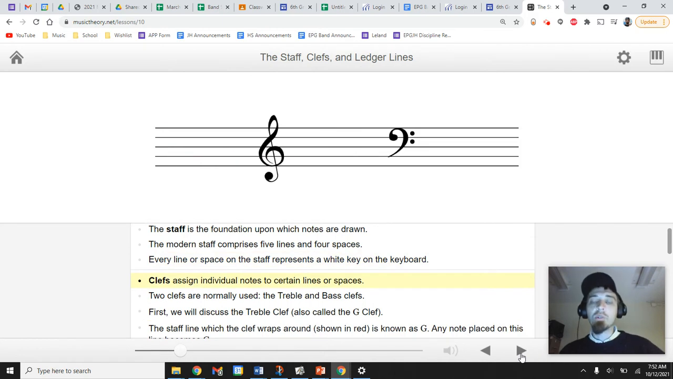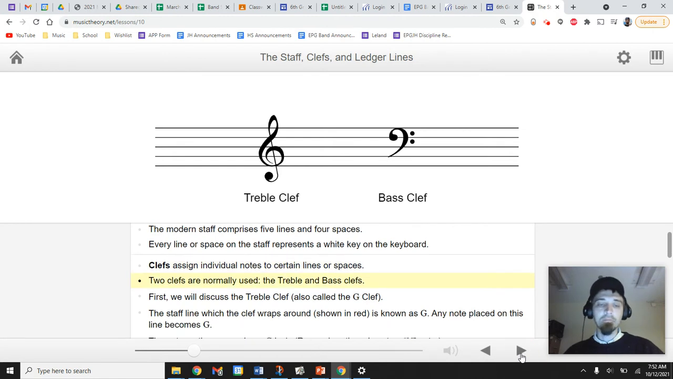Clefs assign individual notes to certain lines or spaces. What that means is that each line and each space gets a specific letter name, and that letter name will help you determine what fingers to press down on your instrument. There are 2 major clefs. There's the treble clef and the bass clef. In orchestra, for violas, you also use the alto clef, which is kind of a funky one.